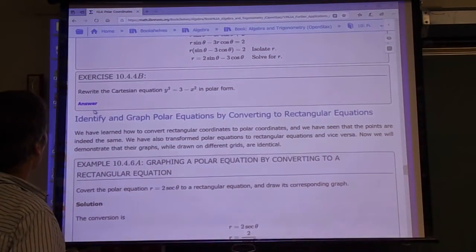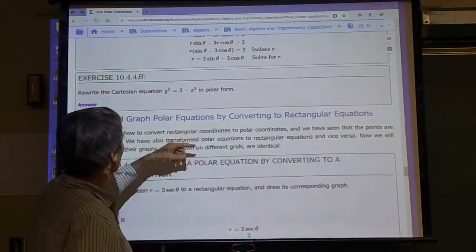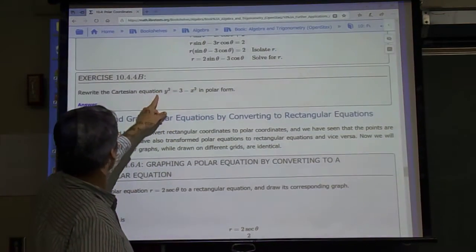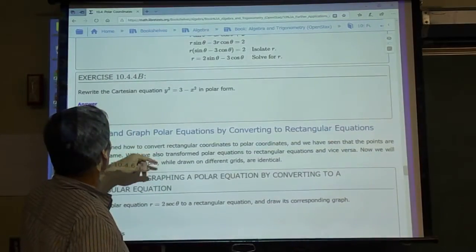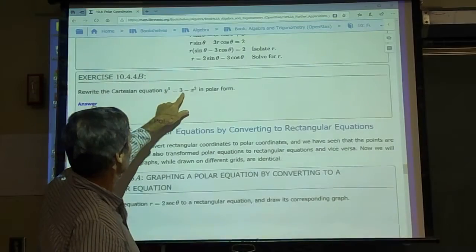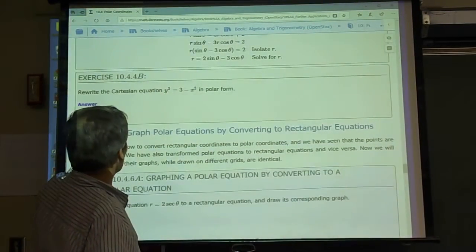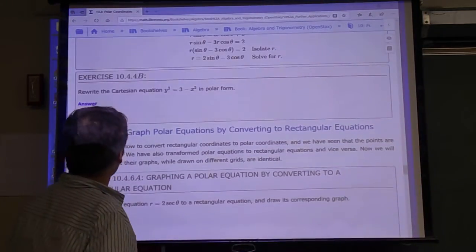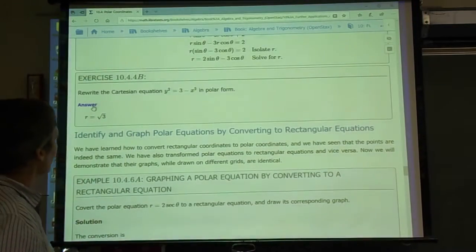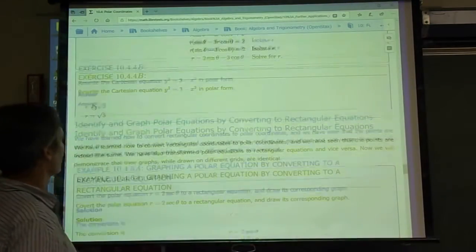All right. How about this one? Write this one in polar form. Again, if you add the x squared over to this side, you'll see the Pythagorean identity applies. You get x squared plus y squared equals 3, which becomes r squared equals 3, which becomes r equals square root of 3, the circle. So that's that one. Again, just add x squared over and do like we did in the other example.